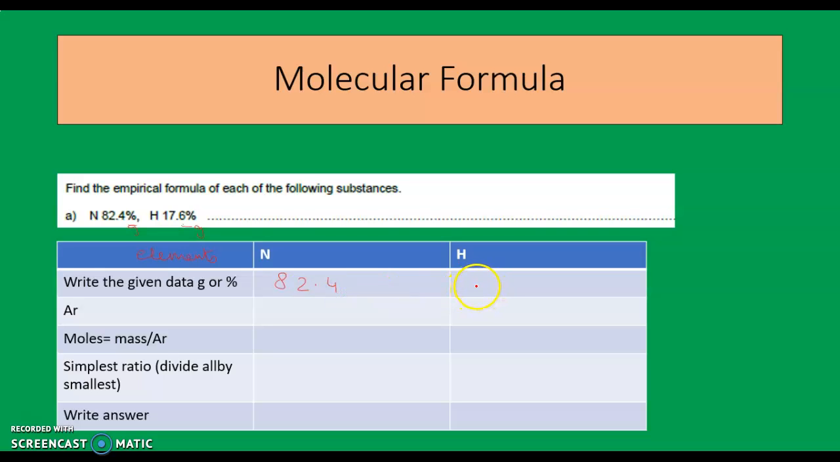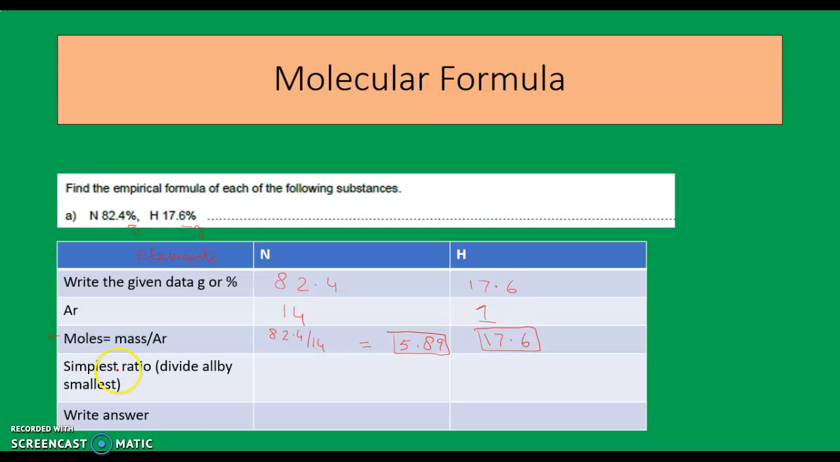So you got 82.4% of nitrogen and 17.6% of hydrogen. Once you've written that, you would now need to write down the atomic mass. Atomic mass of nitrogen is 14, hydrogen is 1. So the first step you've got to do now in your calculation is to find the moles. The way we've written it out is you just need to divide the first number by the second. So 82.4 divided by 14 would give you about 5.89. Hydrogen, straightforward, 17.6, so you get 17.6 moles.